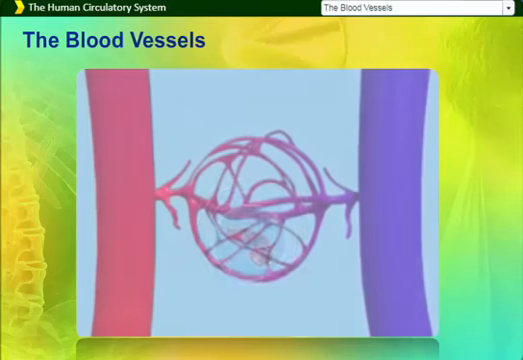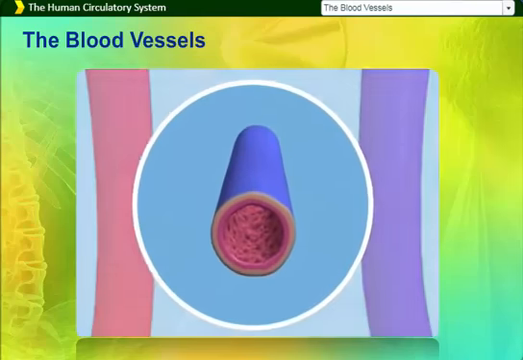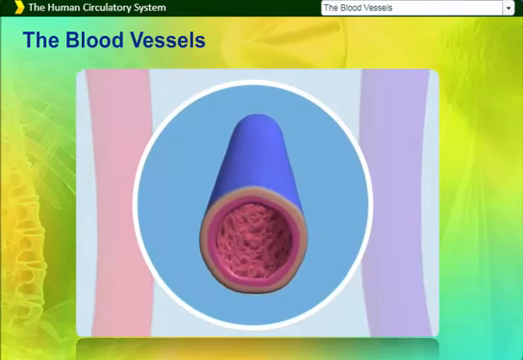The smallest veins in the body are called venules. They receive blood from the arteries via the arterioles and capillaries. Veins are blood vessels that transport blood from various regions of the body to the heart.